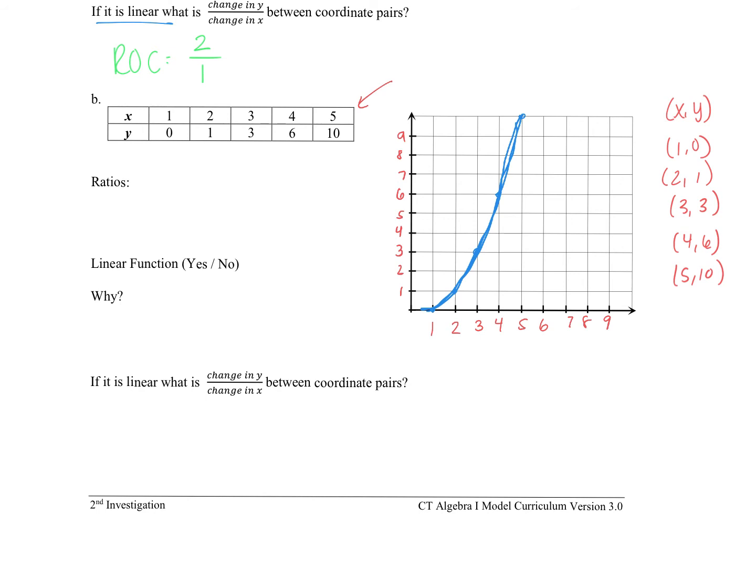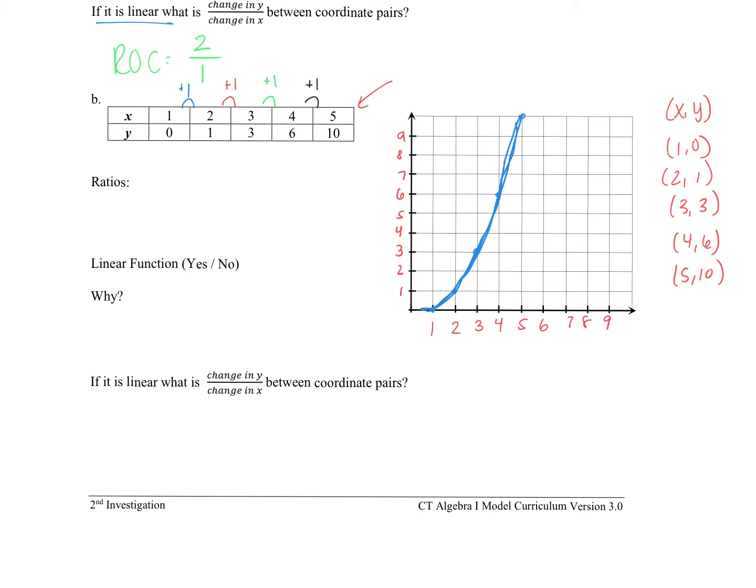Okay, so what we're going to do now is find the change in x. That's step 1. So I am looking at what occurred between 1 and 2. So what did I do? I added 1. And then 2 to 3, I added 1. Then 3 to 4, I added 1. Then 4 to 5, I added 1.